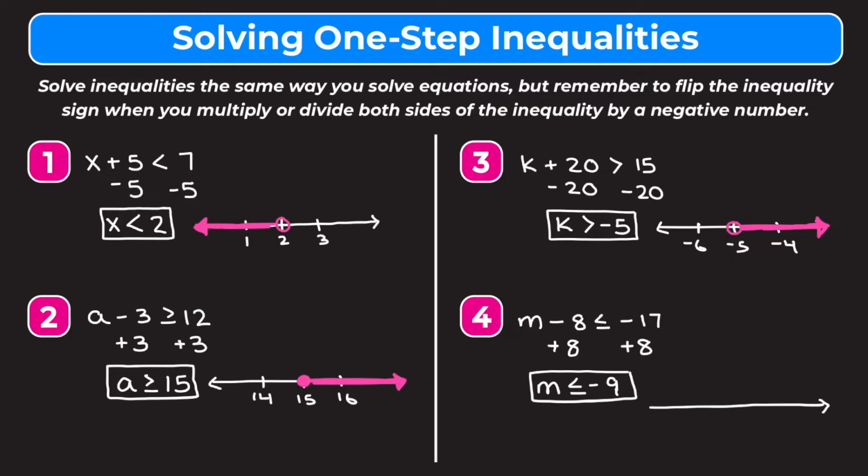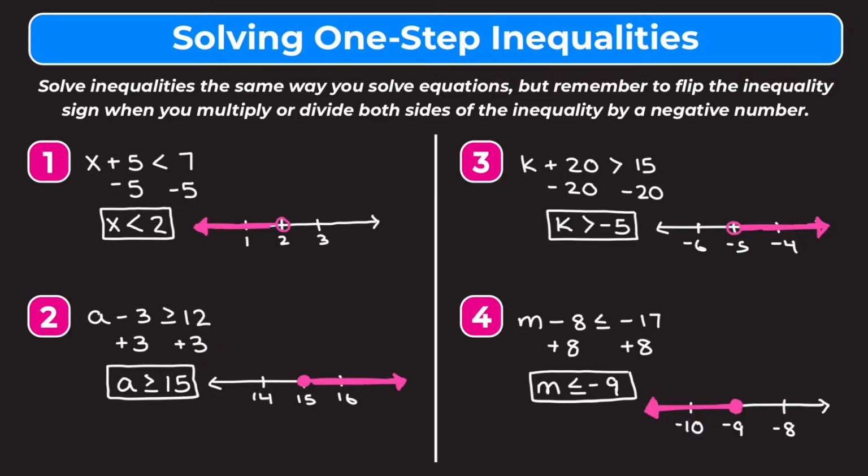And we're going to put this on a number line. So we'll start with negative 9. We'll go one below, negative 10, one above, negative 8. Because m can equal negative 9, we want to put a closed circle. And then we're going to shade everything to the left. So that is how you graph m is less than or equal to negative 9.